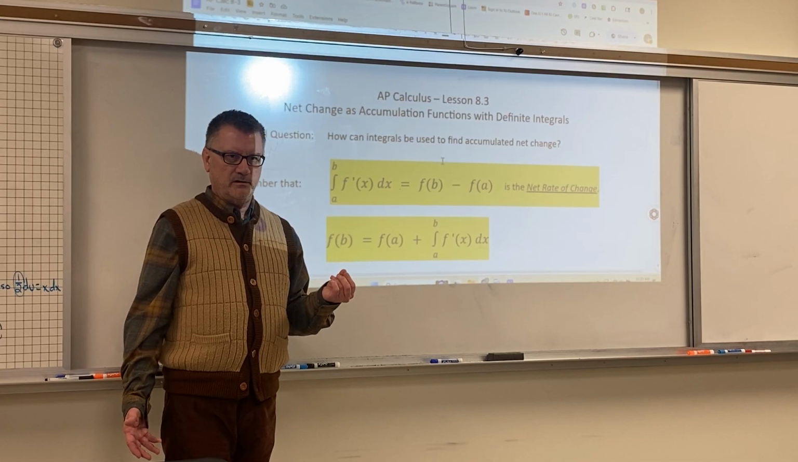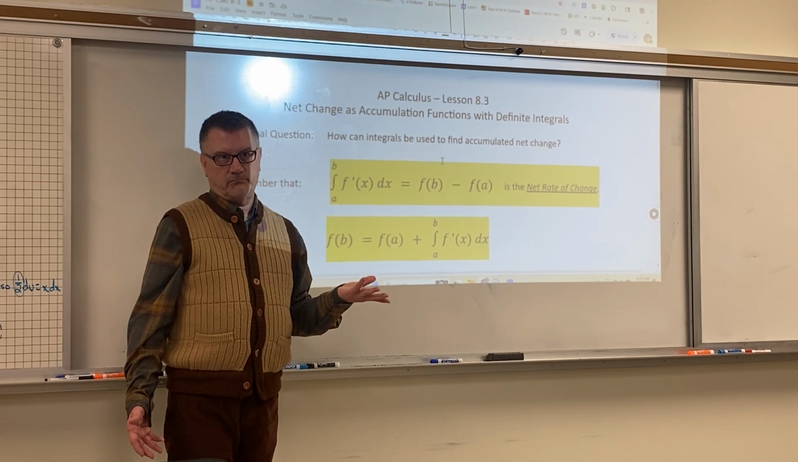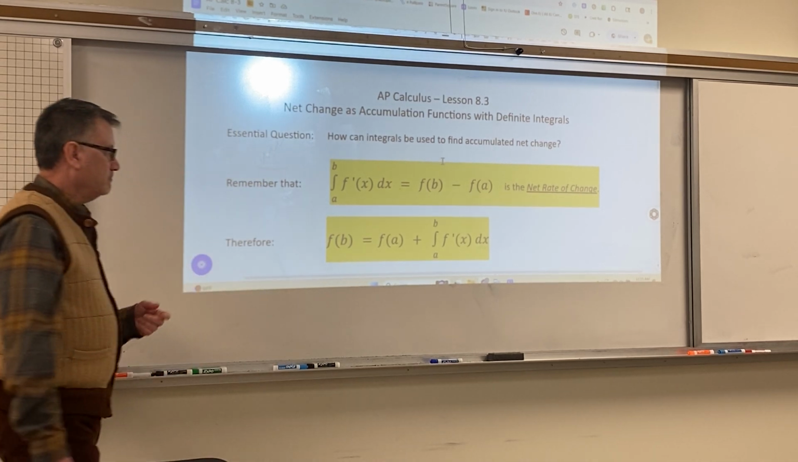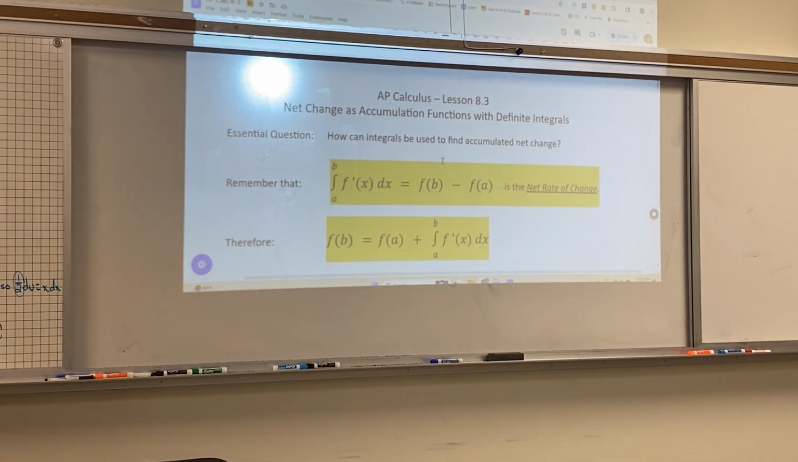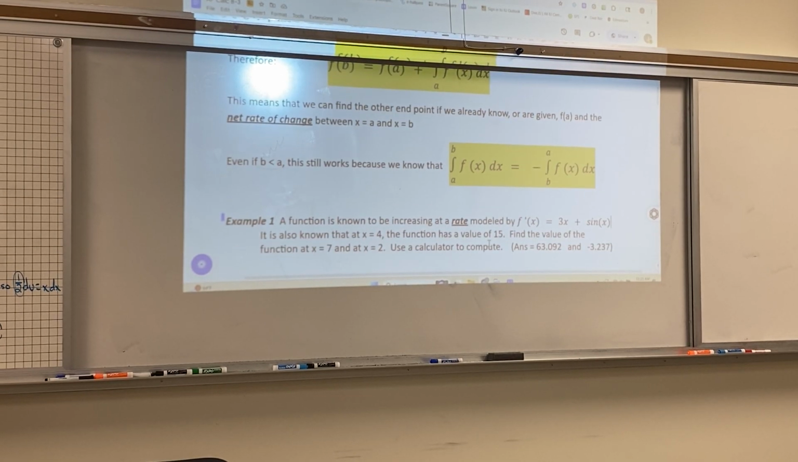Here's where I started, here was the net change, this has got to be where I ended. Okay, so that's our net change, and accumulated because we're starting and then we're changing and then where do we end up? So this means we can find the other endpoint if we already know or are given f of a and the net rate of change between.